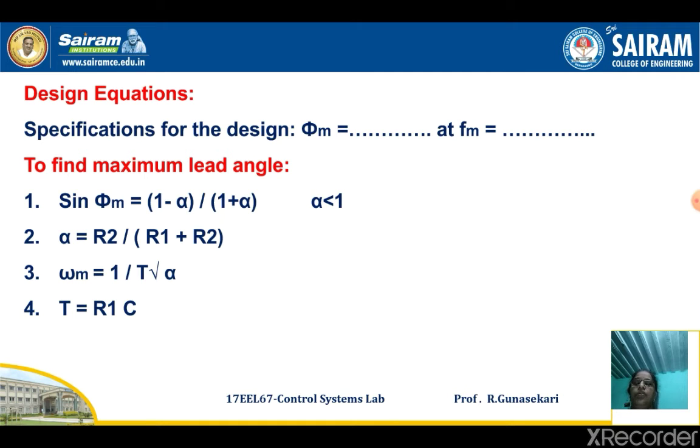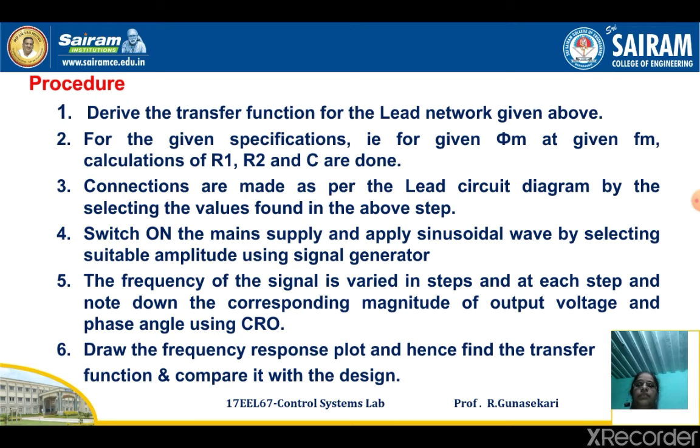Then alpha equals R2 divided by R1 plus R2. So omega m equals 1 divided by T times root alpha, where T is equal to R1 times C. By using these equations we have to design the resistor values and the capacitor value.